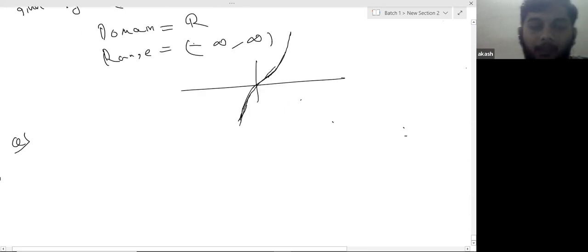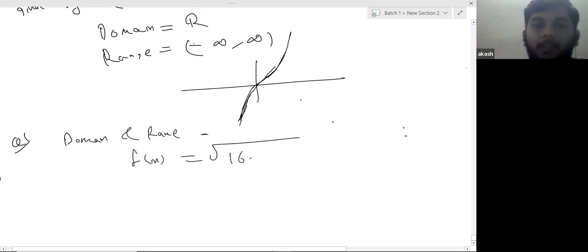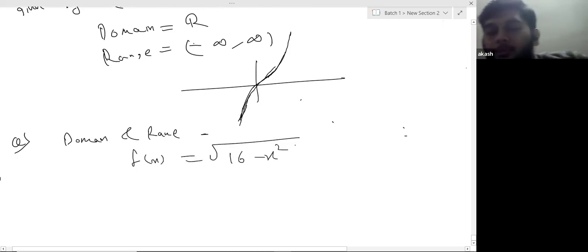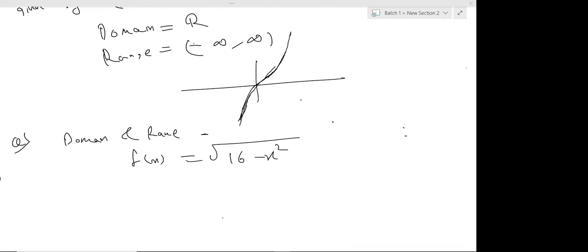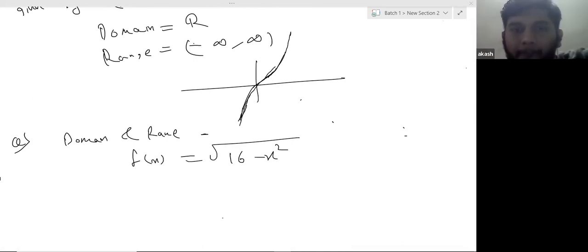All right. Try to find the domain and range of f of x equals to under root 16 minus x square. I'll give you 2 to 3 minutes for this. Clear till now everything? Yes, sir. Okay, try to solve the domain and range of this function. I'll give you 2 to 5 minutes.